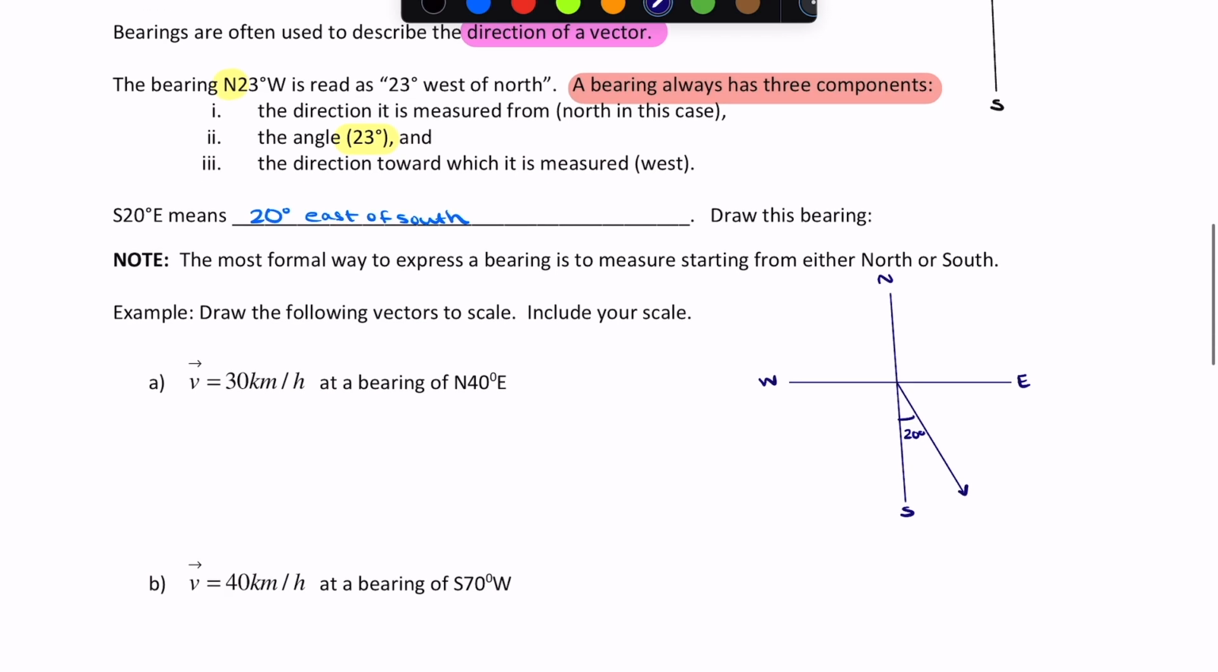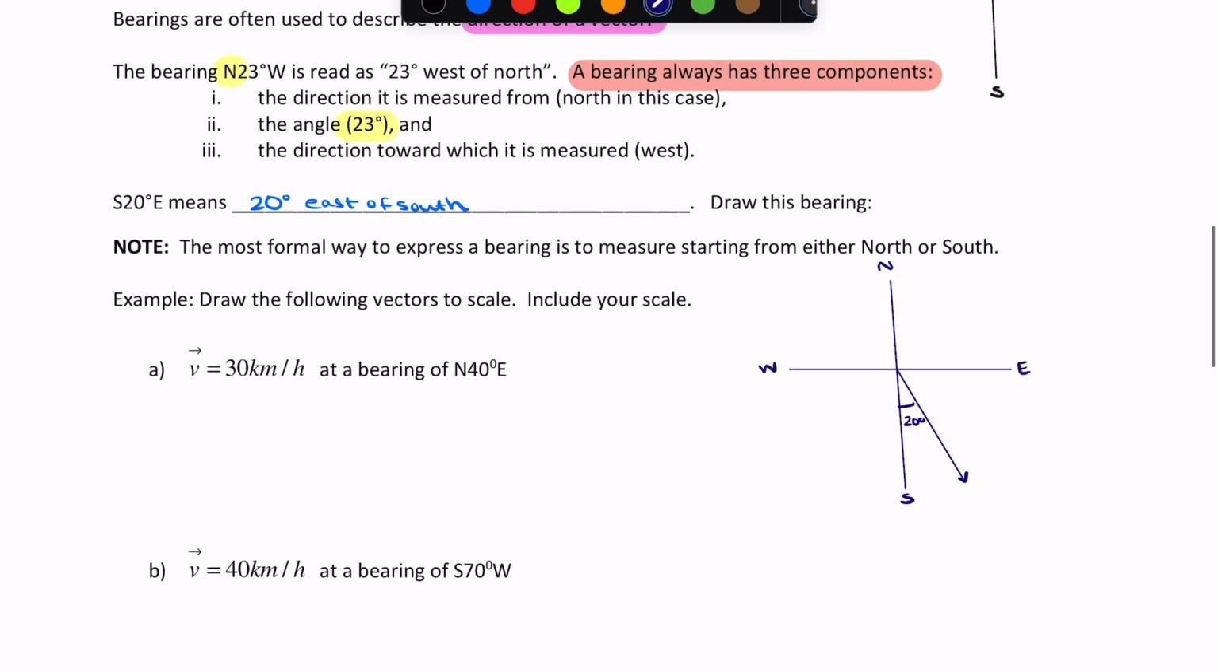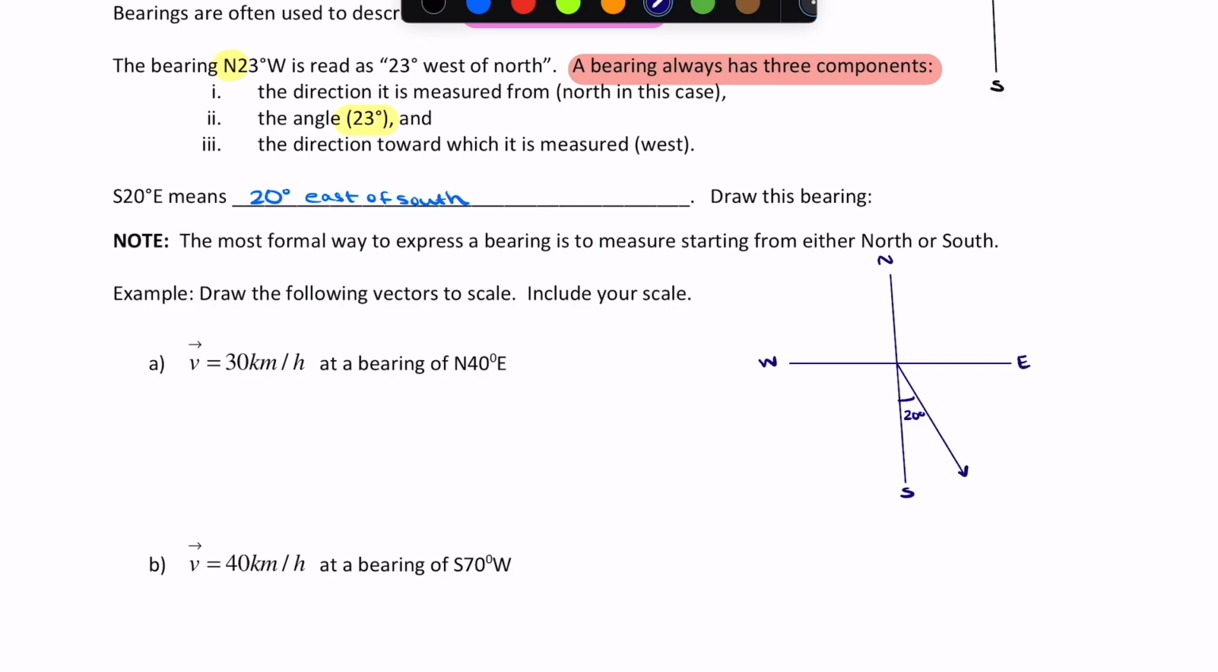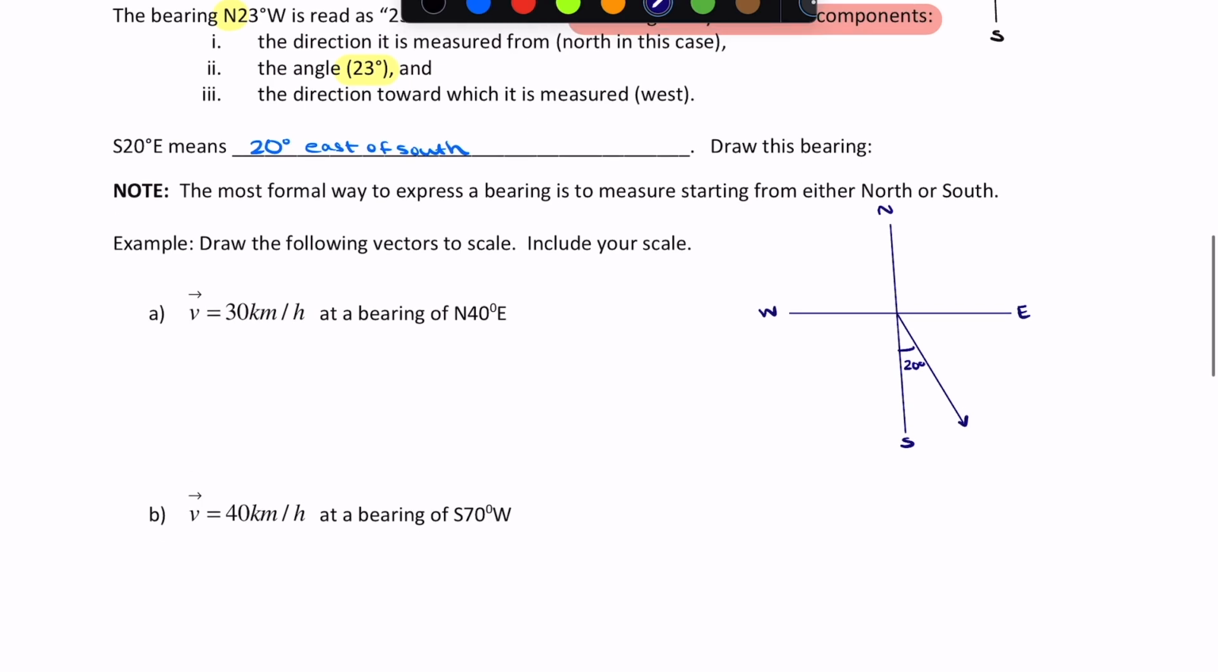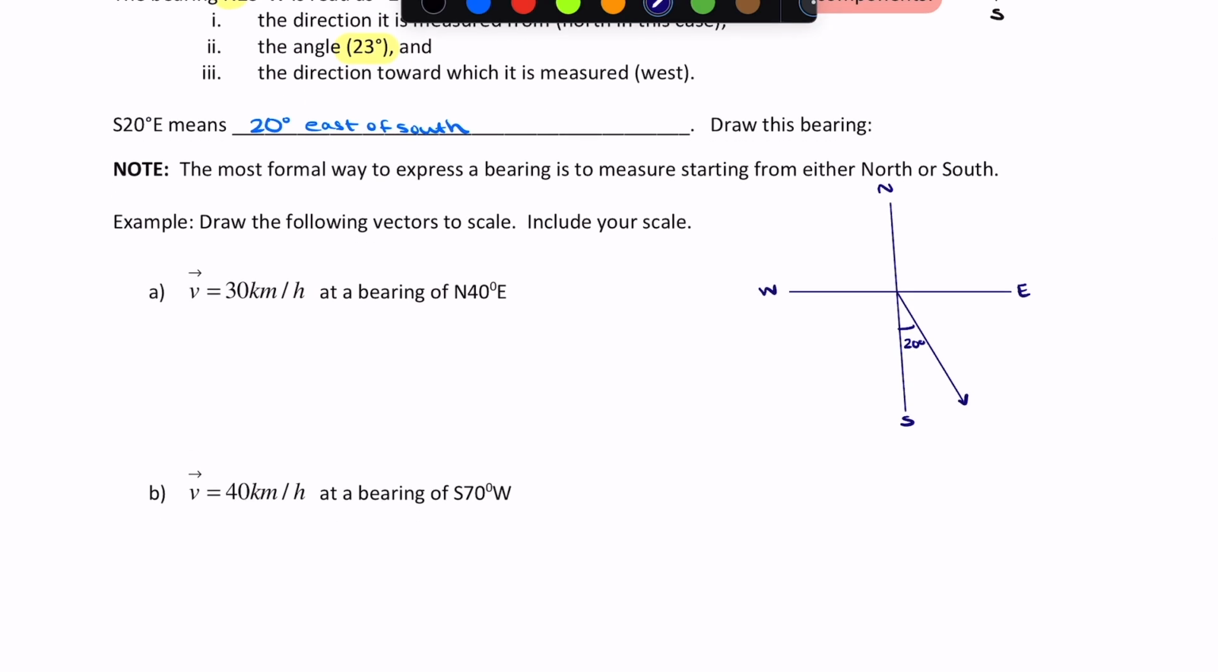Okay, just a little note: the most formal way to express a bearing is to measure starting from either north or south. Now for these examples, it says draw the following vectors to scale, and include your scale. The vector is given to us as 30 kilometers per hour at a bearing of 40 degrees east of north.